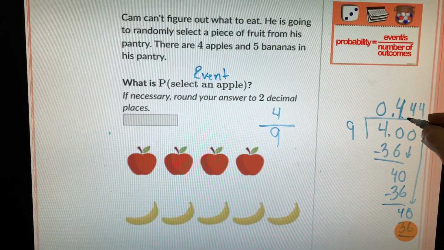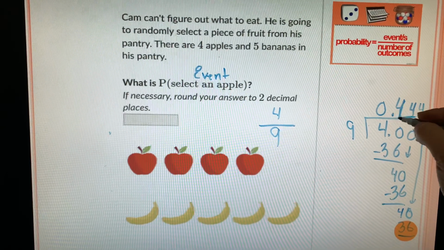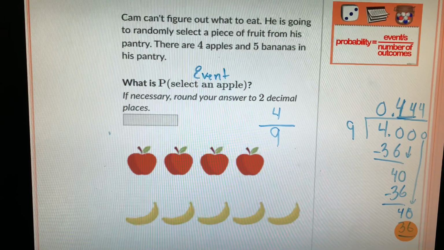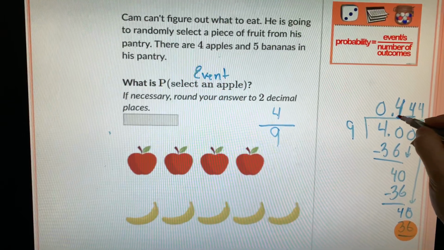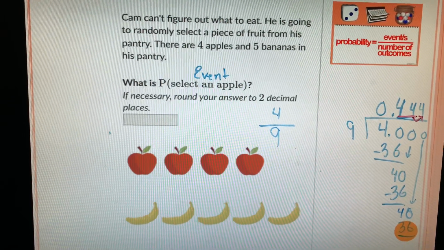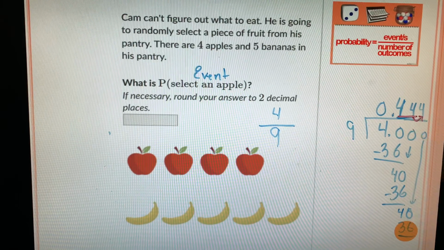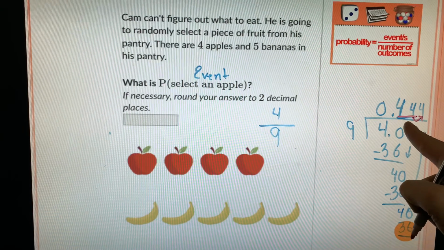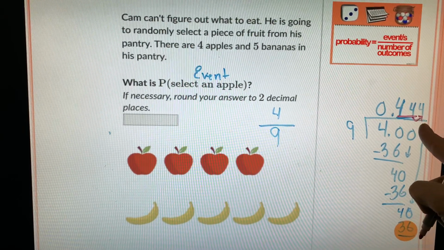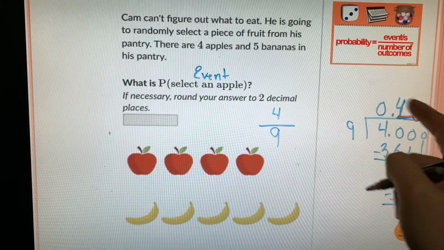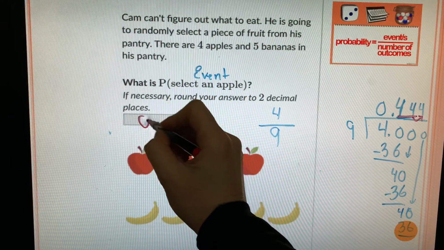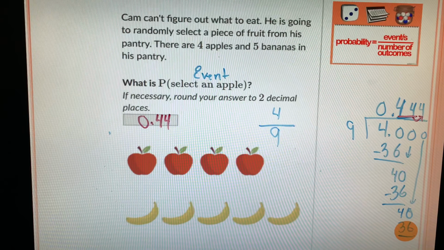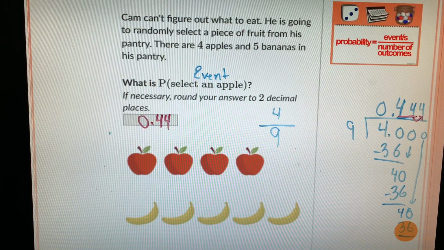So since they want it in 2 decimals, I'm going to underline my 2 decimals that I have here, and I'm going to look to the right of it. Am I going to round up or leave it the same? Well, remember the rounding rules. 5 or more, we're going to bring this up by 1. Less than 5, we're going to leave it the same. So we're going to let it rest. So this is going to be 0.44 as my final solution.